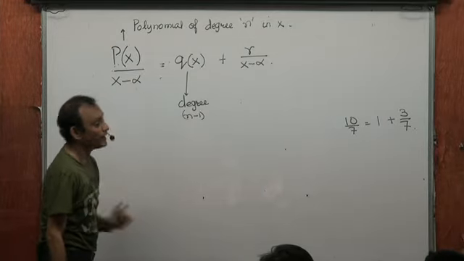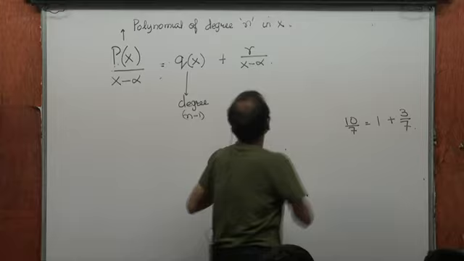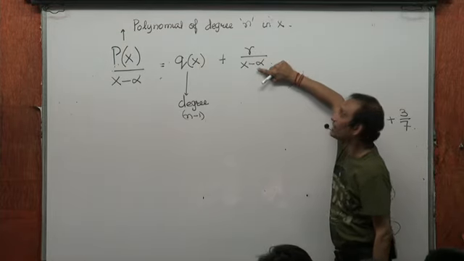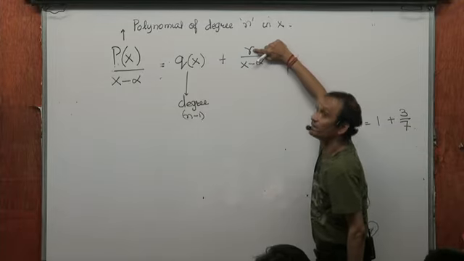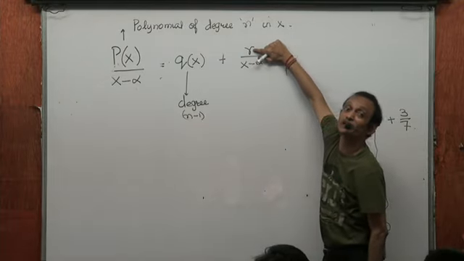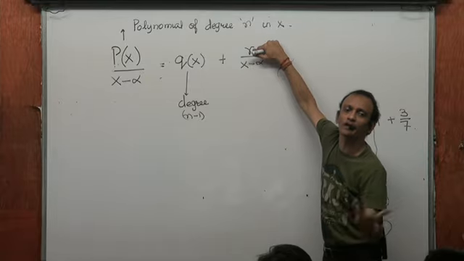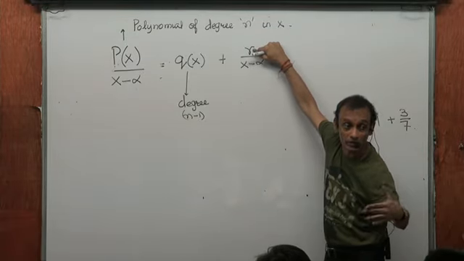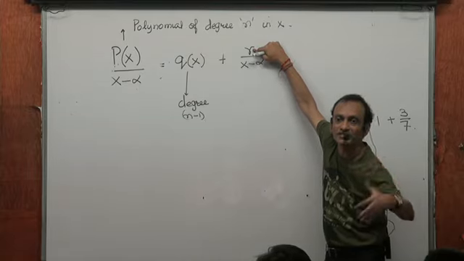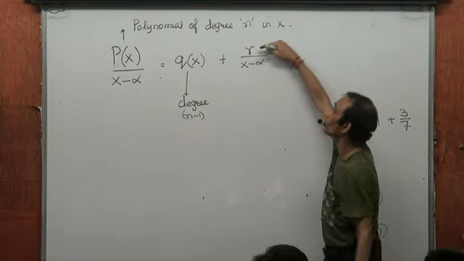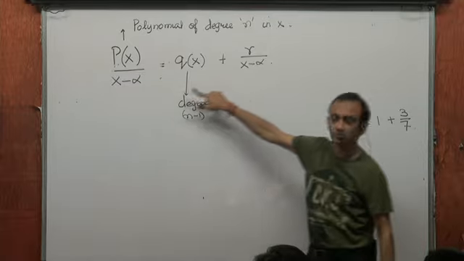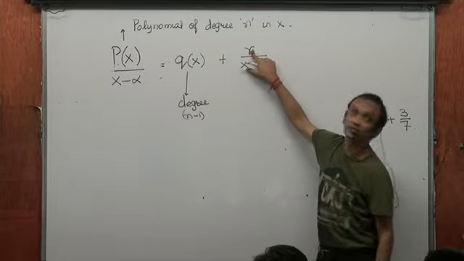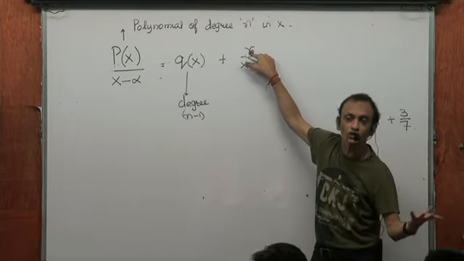And the remainder would be 1 degree less than the divisor. If the divisor is degree 1, then the remainder would be degree 0. Degree 0 is a pure number: 3, 4, 7, etc. Pure numbers are said to be polynomials of degree 0. So, if you are dividing by a linear expression, the quotient would be degree n minus 1 and the remainder would be a pure number, degree 0.